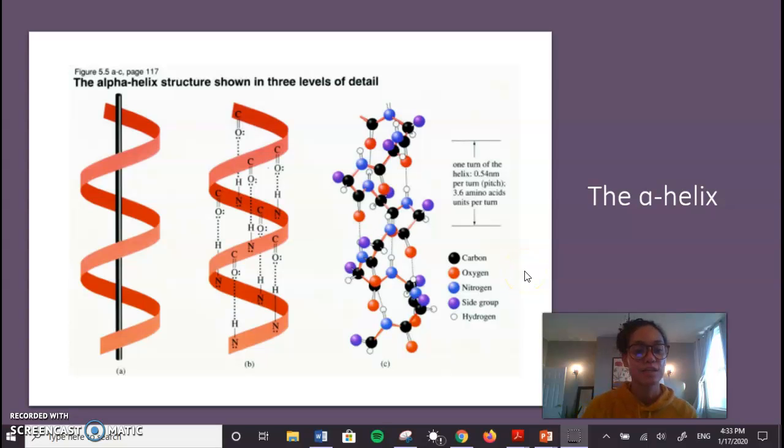So here's the alpha helix structure, and it's shown in 3 levels of detail. So we can see here that the alpha helix is a rod-like structure with a very tight coiled backbone. As we keep looking, the levels of detail increase, and here you can see that the backbone contains carbon, oxygen, and nitrogen, and that is tightly packed in this coil, and that the side groups extend outwards from the backbone.